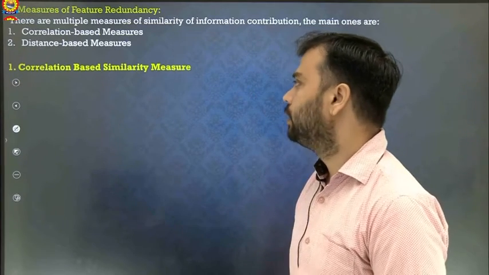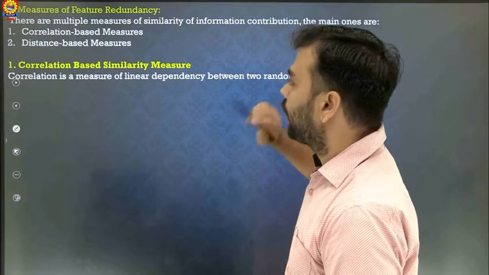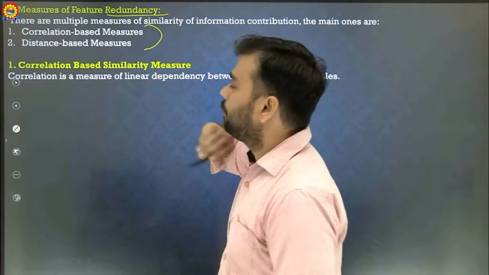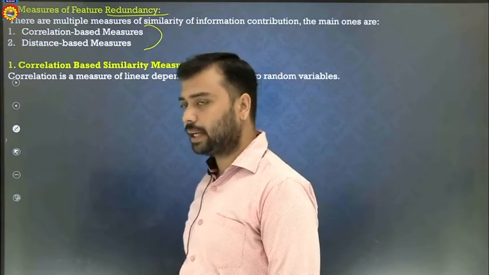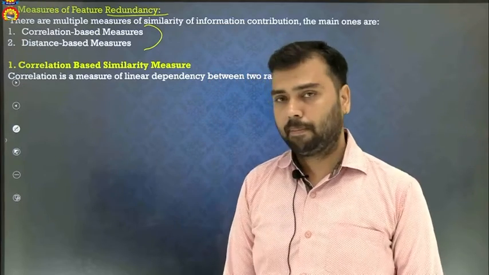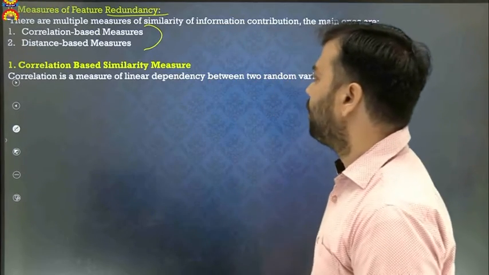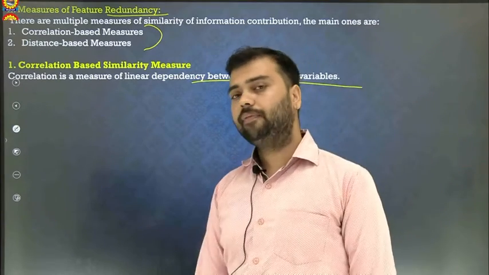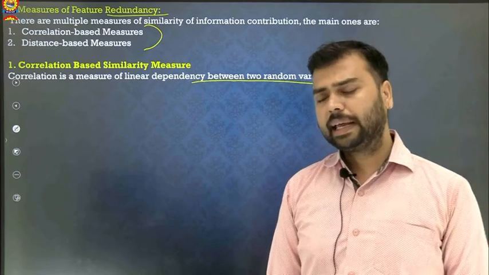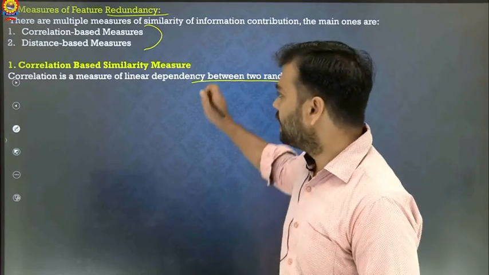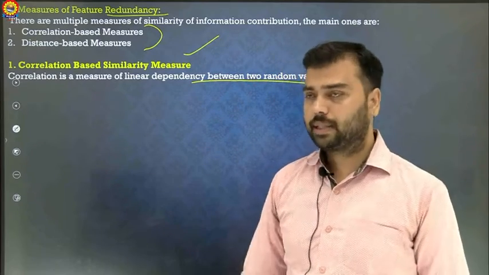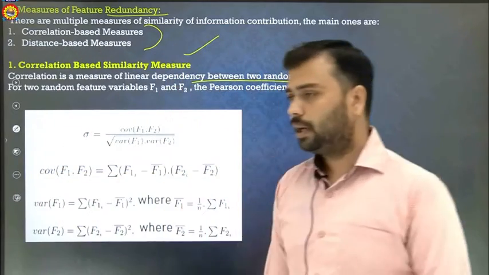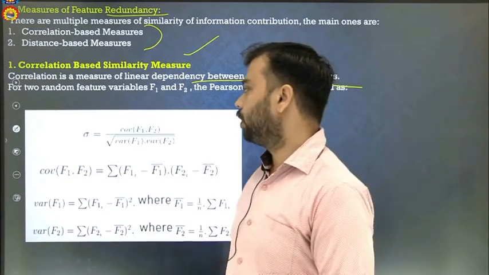What do you mean by that? First, we are going to measure the redundancy of features. There we mostly use two methods. The one is correlation based measuring and the other is distance based measuring. So correlation is the measure of linear dependency between two random variables. It means how linearly dependent they are on each other is measured with the help of correlation based measurement. For example, this is the formula for measuring the correlation between two variables.